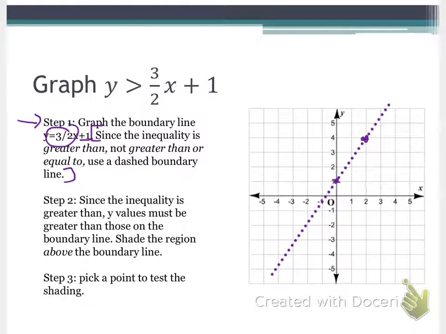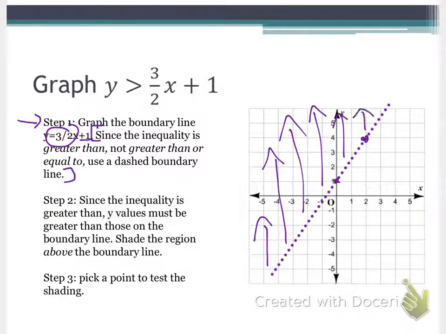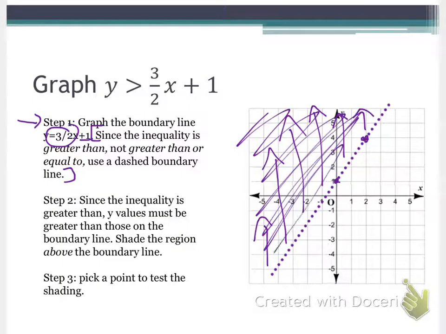Now let's do step 2. Since the inequality is greater than, y values must be greater than those on the boundary line. Shade the region above the boundary line. So we're going to shade everything up here. And if you have colored pencils, you can always use colored pencils. That's fine. Make your graphs colorful. But we want to see that this is the area that's shaded. We can shade it in that way, or we can use more color, or we can do whatever we want. Our point, though, is that it's that way.